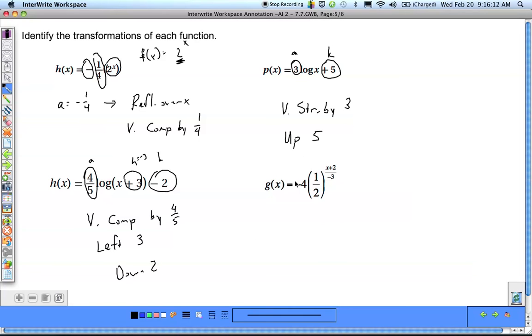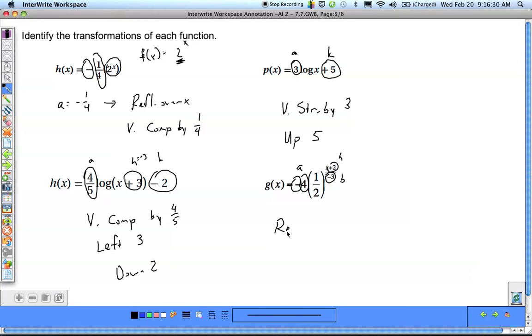This one, we have a bunch of things going on here. We have the negative and the 4 out there. Those are both going to be the A. We have this +2 inside with the X, which is going to be our H. And then we have this -3 also with the X, which is going to be our B. So 5 things going on.